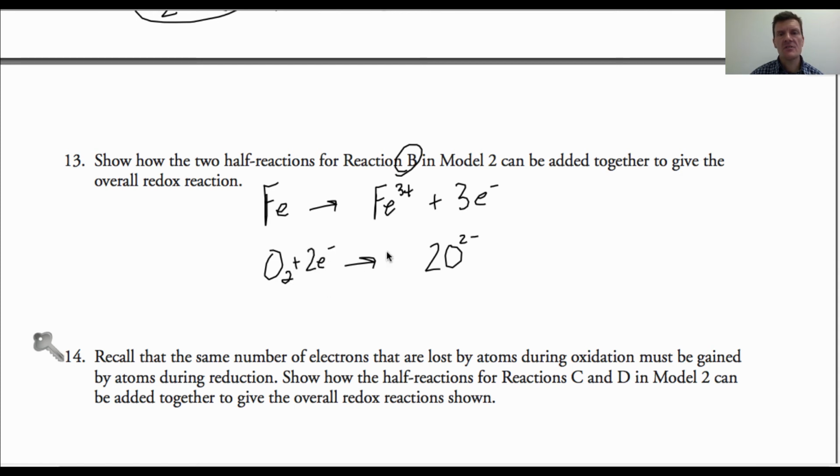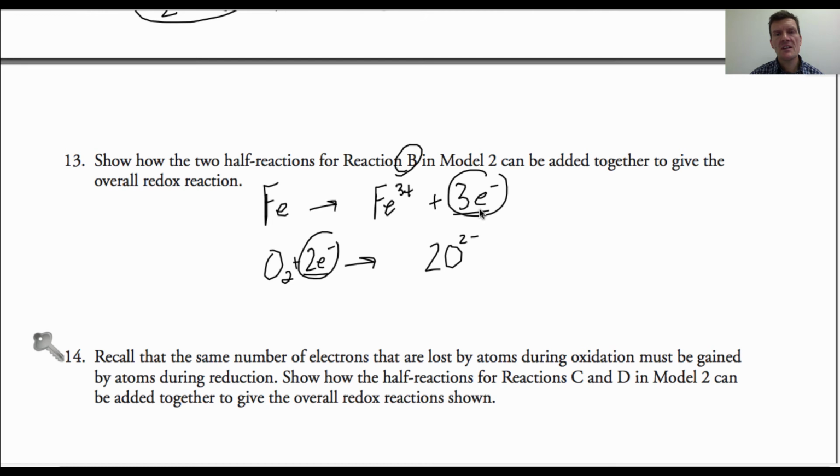Well, wait a second here. You can't lose 3 electrons and then gain only 2 electrons. That third electron has nowhere to go. It's out there by itself. It never happens. So we have to account for that somehow. We have to have the same number of electrons gained as lost. So how do we do that? We have to multiply one equation or both half reactions by numbers to make sure we have the same number of electrons gained as lost.